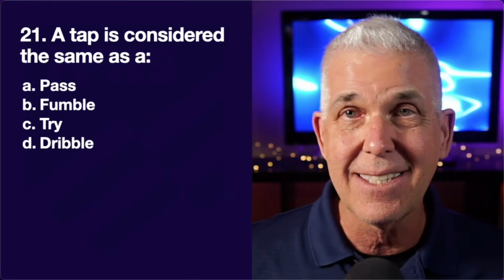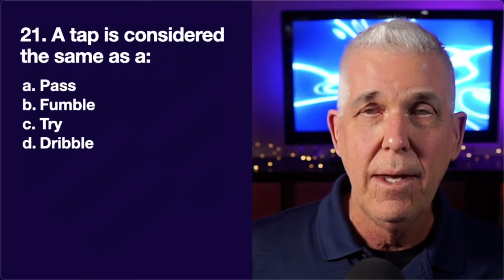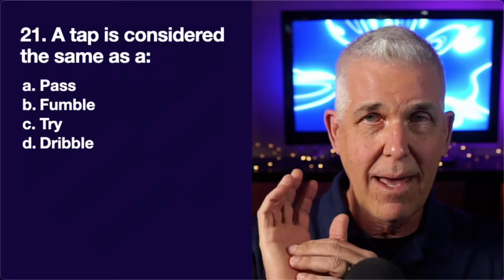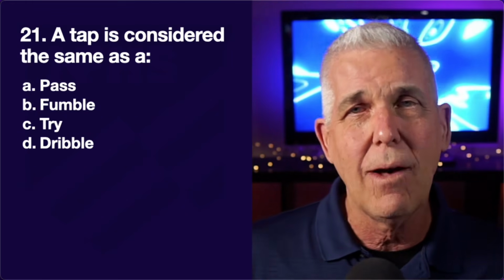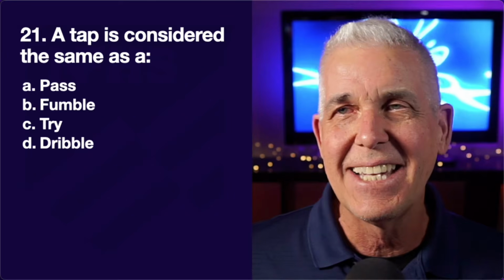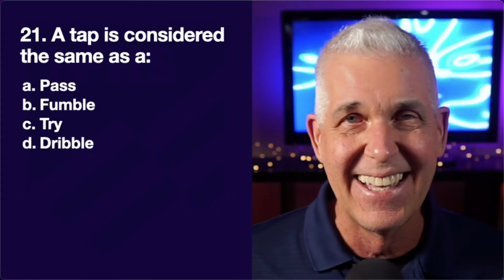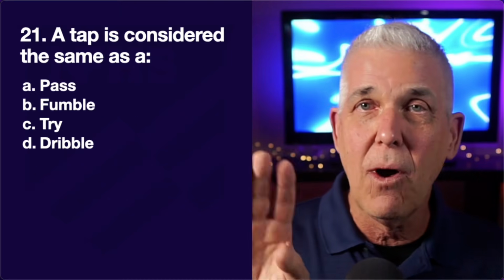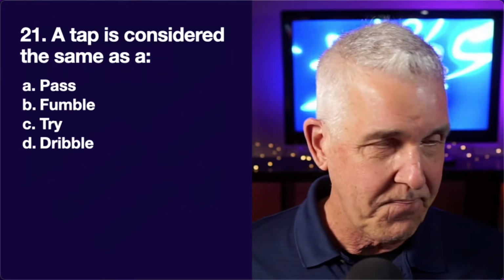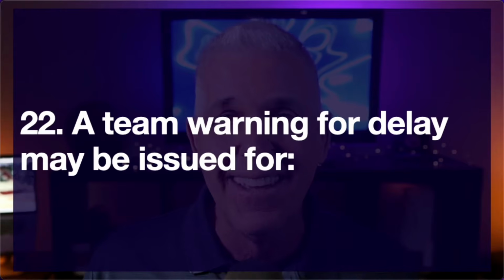goes in the basket. It is essentially a try for goal, but it is separate from the definition of a try. Well, it's part of it as well. Our correct answer here is C. I'm going to stop talking so I don't get myself into trouble. Tapping the ball is the same as a try. And we're moving on. 22.